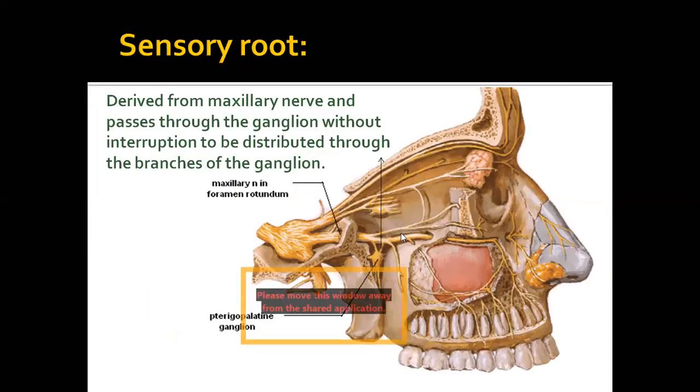Next we'll see about the sensory route. This is the ganglion suspended by two roots. This sensory route is mainly derived from the maxillary nerve. It passes through the ganglion without interruption, and through this it is distributed to the branches of the ganglion. It carries mainly sensation from the lacrimal gland, nose, palate, and pharynx to the nucleus. I think you are clear about the parasympathetic, sympathetic and sensory route.